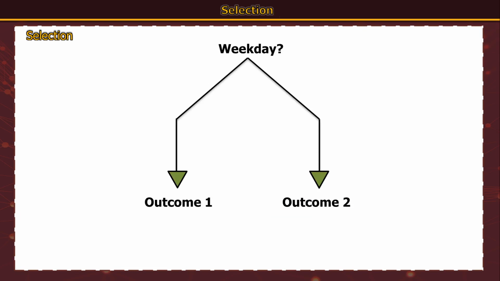Selections are different from sequences. They don't follow any specific order of events. They ask a question and the result of this question determines the path the program will take. In this example here, I've asked the person using the program, is it a weekday? And I'm expecting them to reply either yes or no. If they replied yes, it would go down outcome 1. If they replied no, it would go down outcome 2.